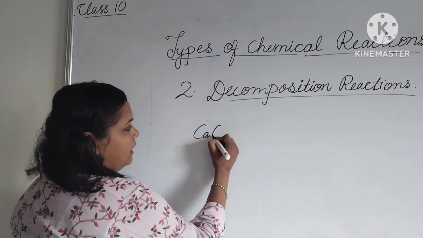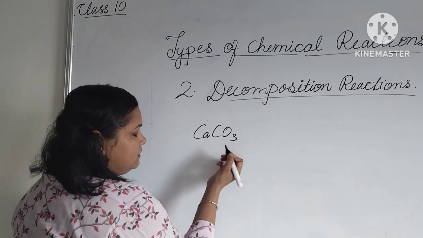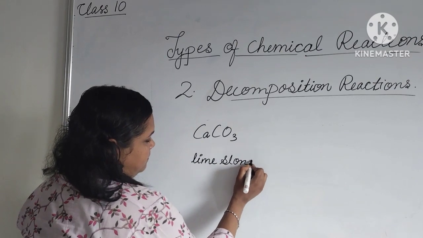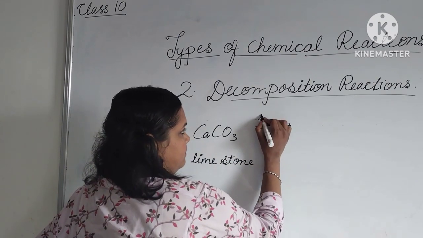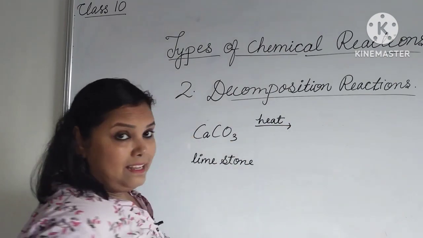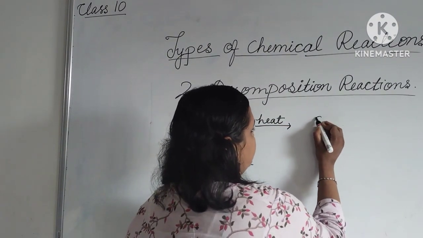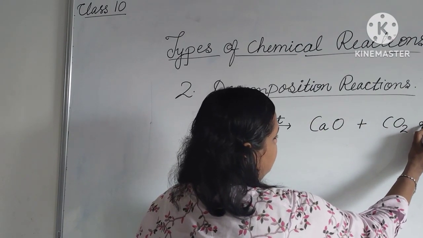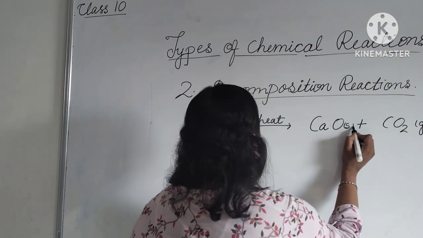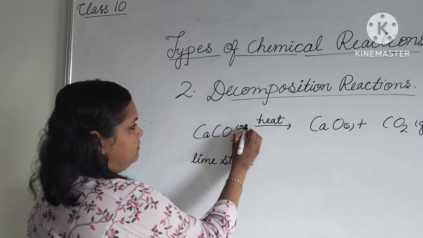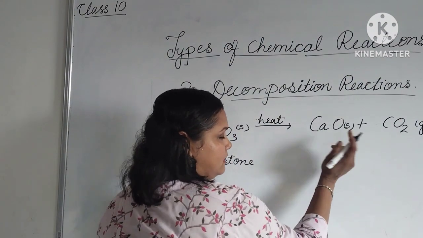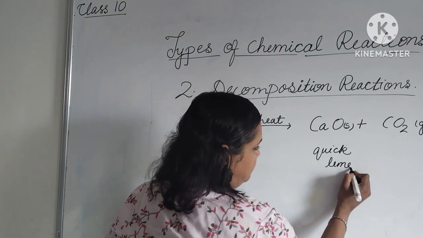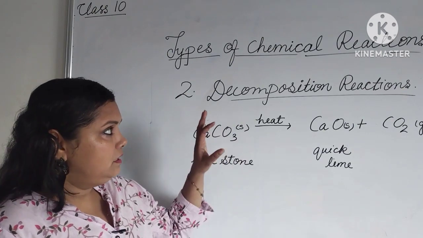When calcium carbonate, which is called as limestone, is heated, then it decomposes to calcium oxide and carbon dioxide. Carbon dioxide is a gas and this is solid. This one is also solid. We call calcium oxide as quicklime. This is also one of the decomposition reactions.